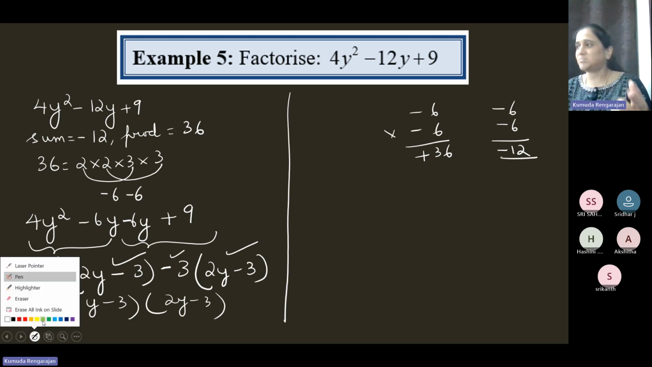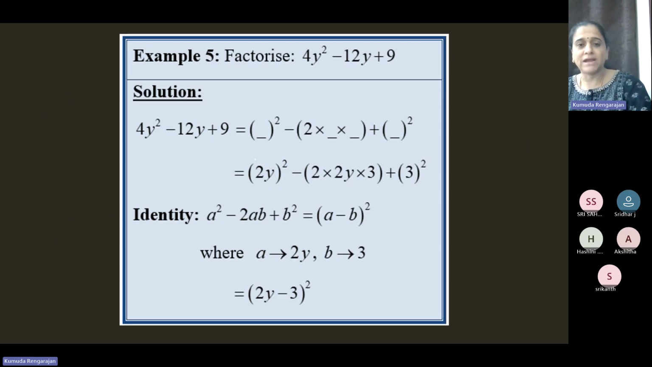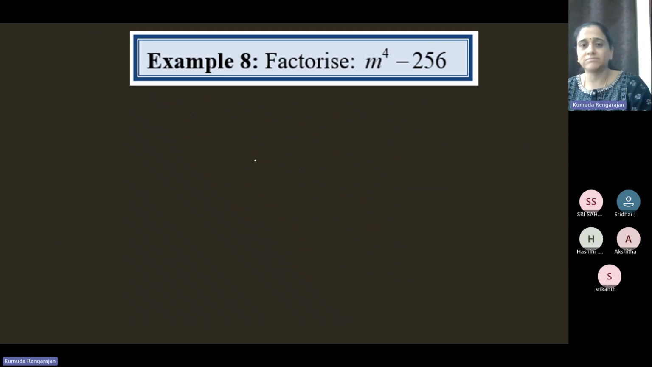Okay, I think we'll practice splitting the middle term. I don't want to continue with the other methods. We'll just practice factorizing by splitting the middle term.